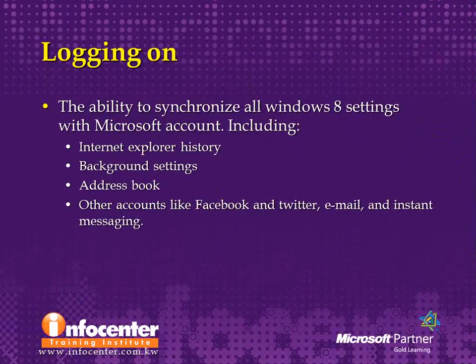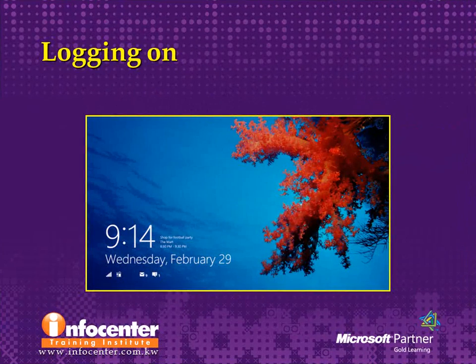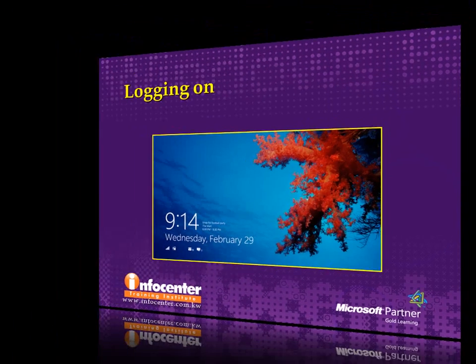Logging on with your Microsoft Windows account will help you to transfer your basic settings around any PC installed with the Microsoft Windows 8 operating system. This feature will allow you to include all your basic account settings like Internet Explorer history, background settings, address book, and other accounts like Facebook, Twitter, and all of that. Here you can see the lock screen. In the lock screen, you can see all the new notifications for emails, instant messaging, and you can see the battery, the connection, the clock, also the dates. All of that is now included while your PC is locked.